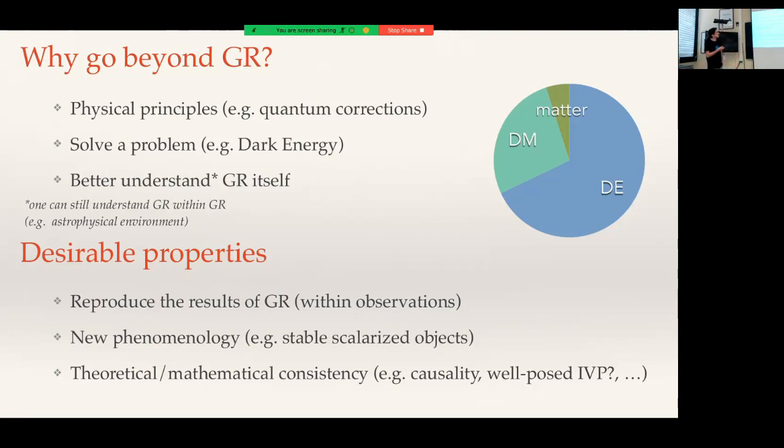So let's say once you've decided to go beyond GR and you're considering a particular theory, you might also want to check that it satisfies some desirable properties. For instance, whatever theory you propose should reproduce GR where GR agrees with observation. It should not just be a more complicated theory. It should describe new phenomenology. For instance, it might predict the existence of new compact objects, such as stable scalarized objects. And finally, this theory must be theoretically and mathematically consistent. One example of this is that it should be a theory that makes predictions, that has perhaps some sense of causality. And during this talk, we will touch this concept of well-posed system. So let me move on.